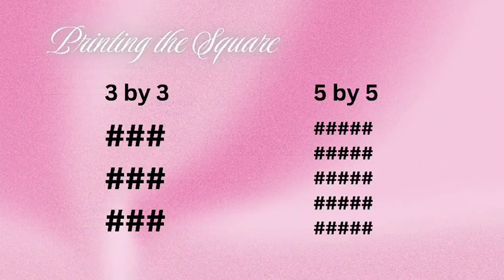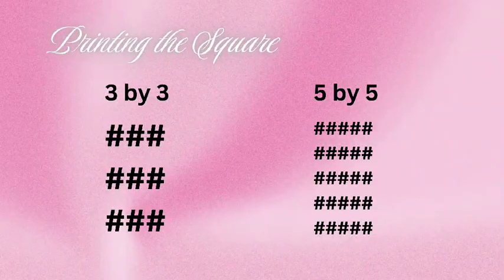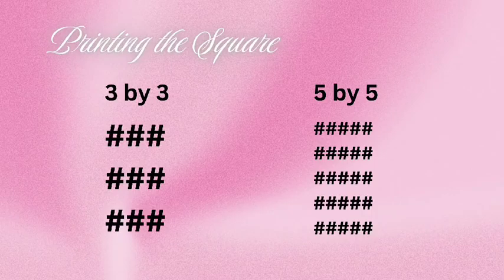Once a valid number is entered, the program will print a square made of hashtags. Here's how it works. The program uses two counters called row and column. The row keeps track of which line you're on, and the column keeps track of the position inside that line. The program uses loops to print each row, one by one. Inside each row, it prints the right number of hashtags until the square is complete.